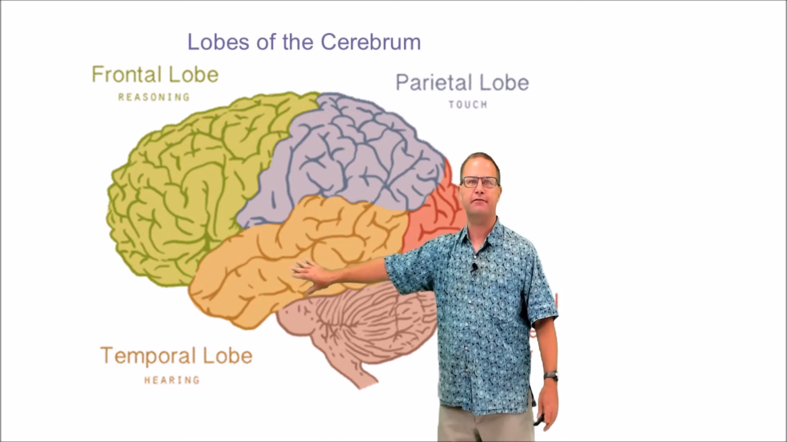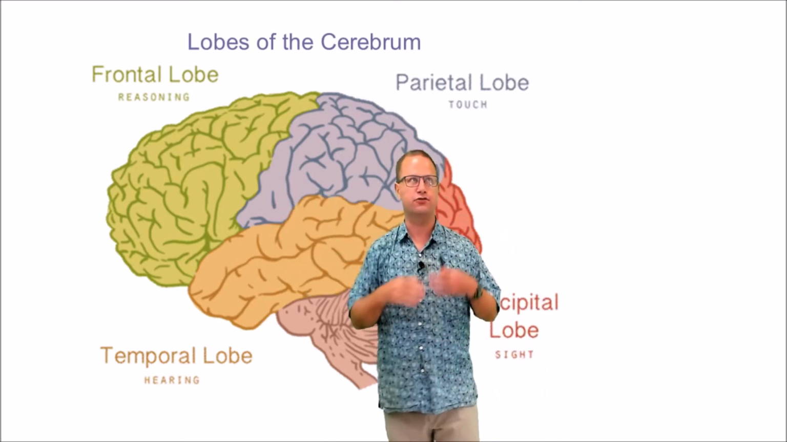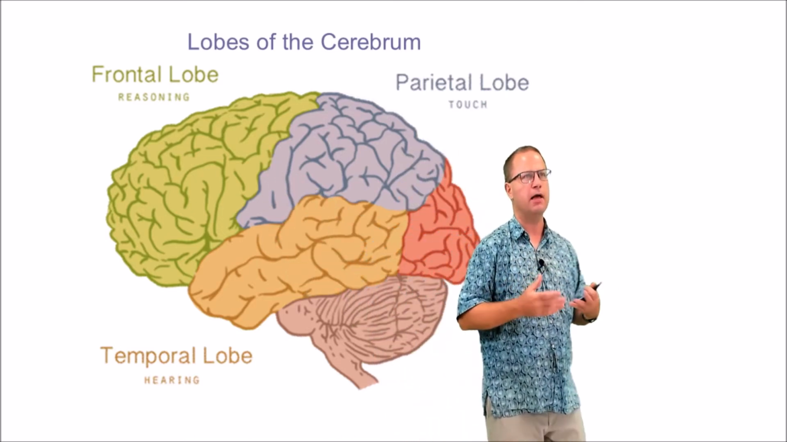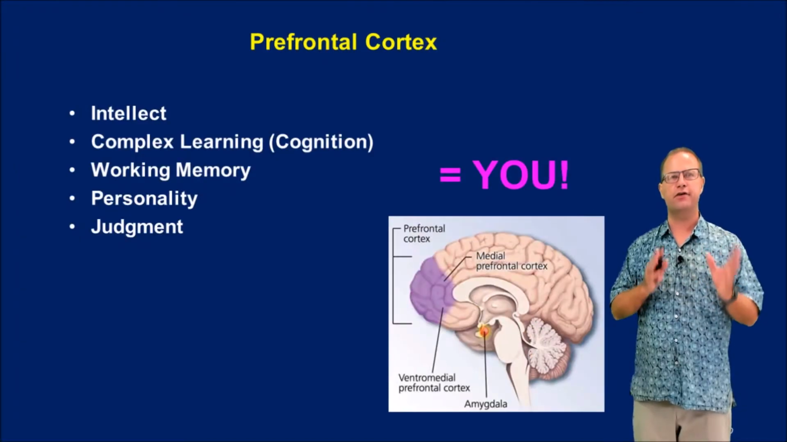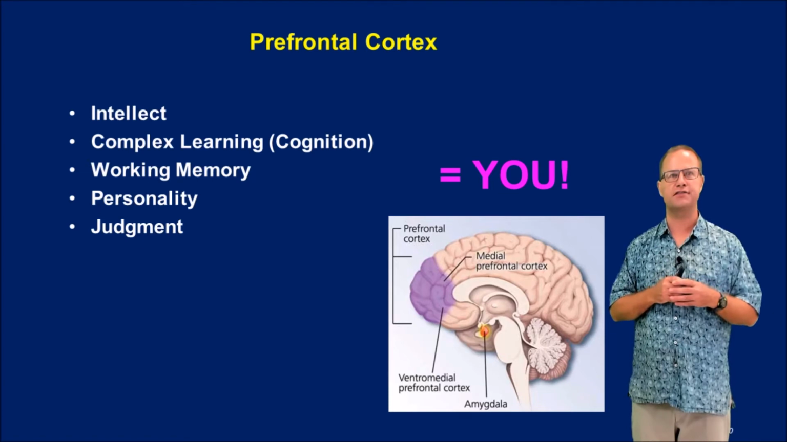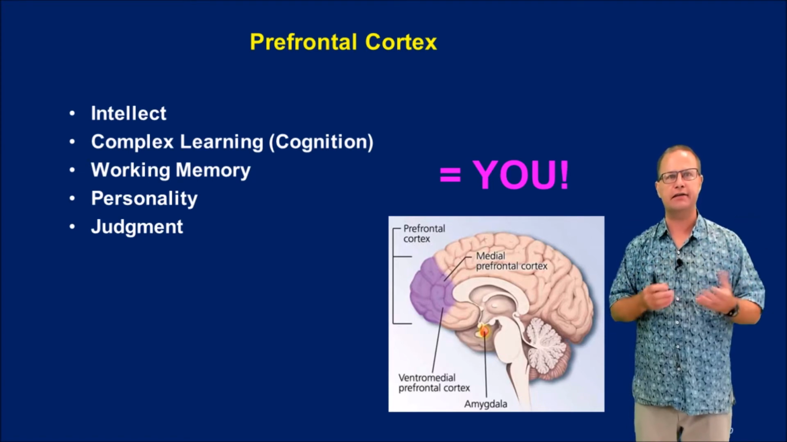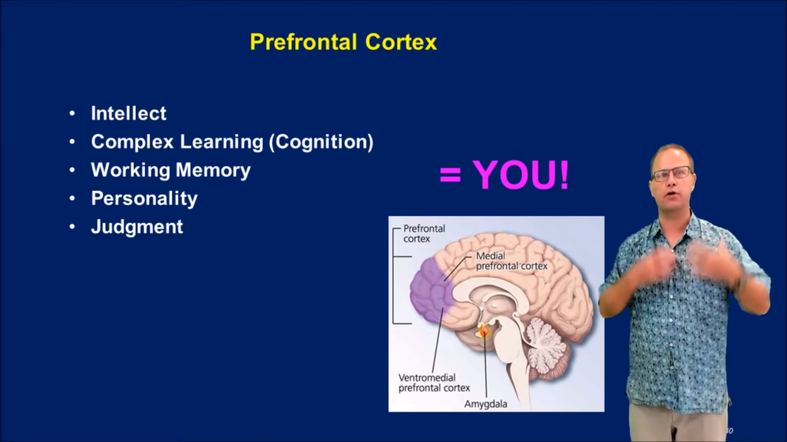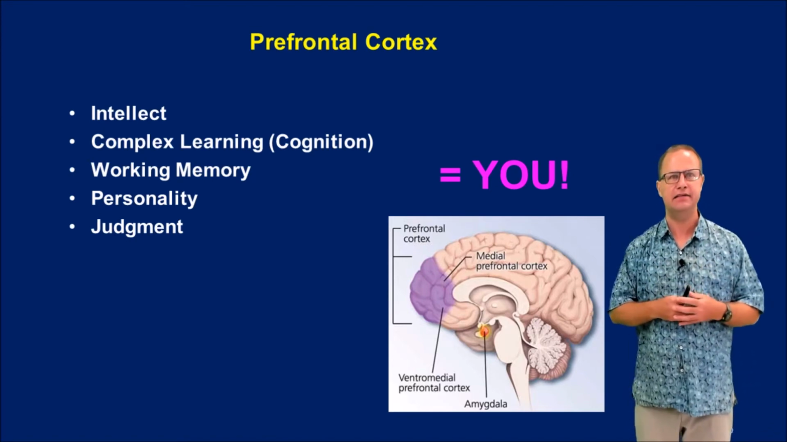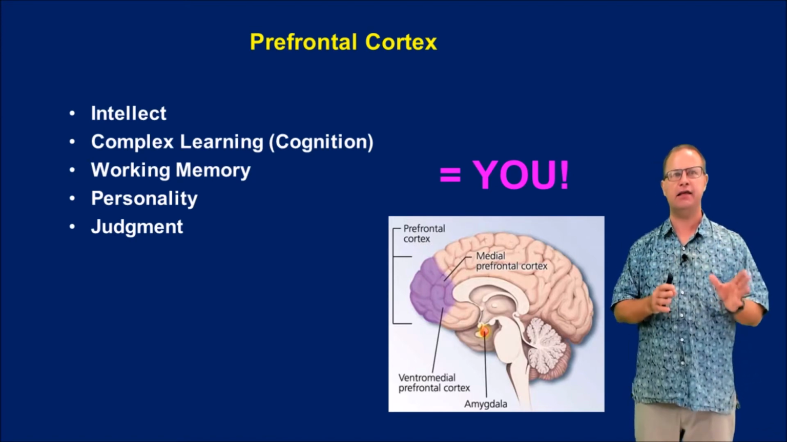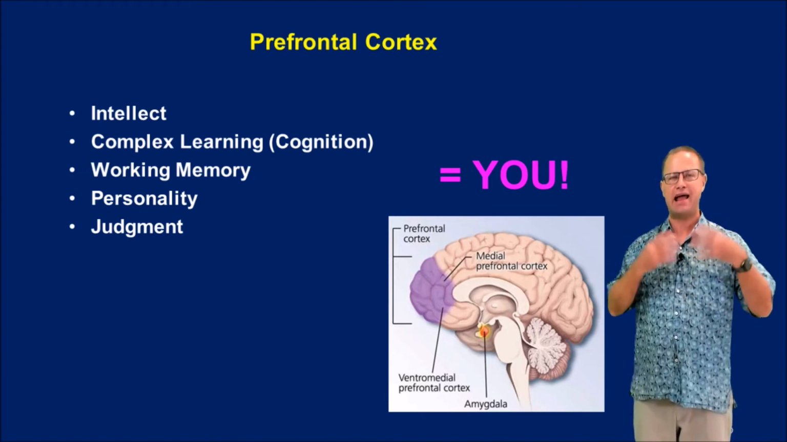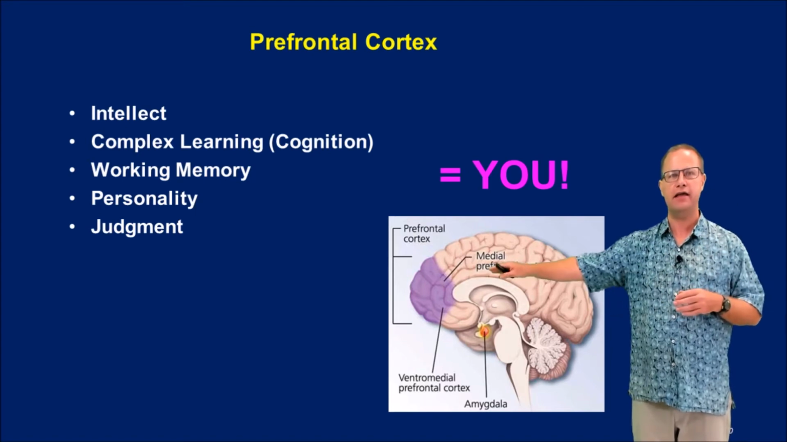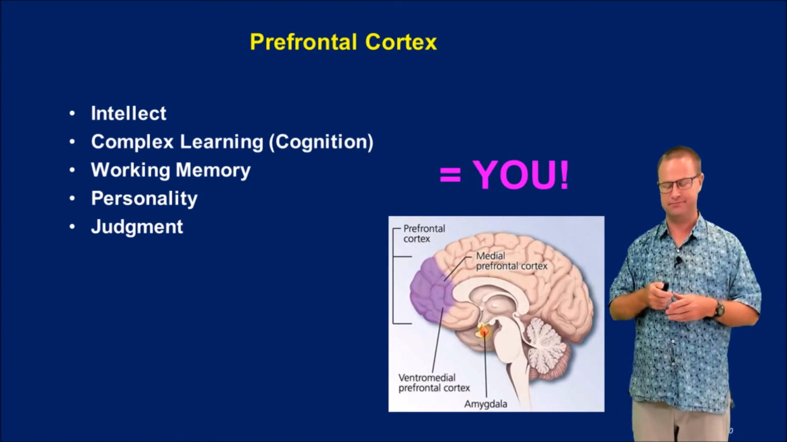And lastly, we have the frontal lobe. The frontal lobe is truly the most miraculous lobe of the cerebrum because this is where personality and intellect are located. The frontal lobe includes the prefrontal cortex, which again is the area of intellect. It's the area of complex learning, which is cognition. It's where we have our working memory, like where did I lay my keys? And it's also where our personality is located, as well as our judgment and moral character. So essentially everything that makes you is located up here in the prefrontal cortex.